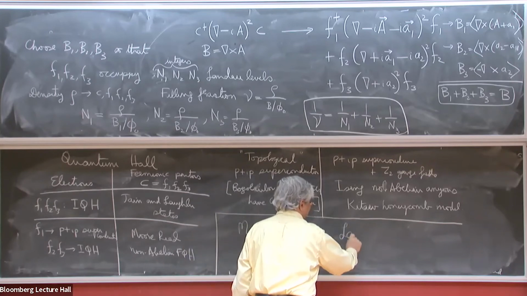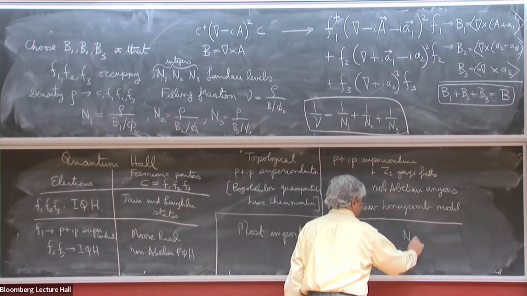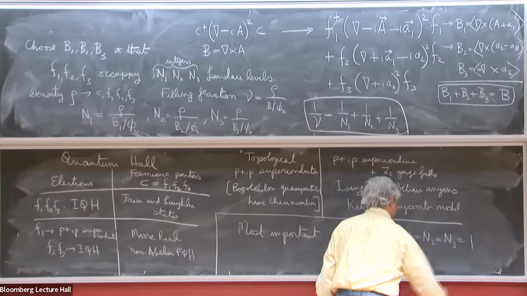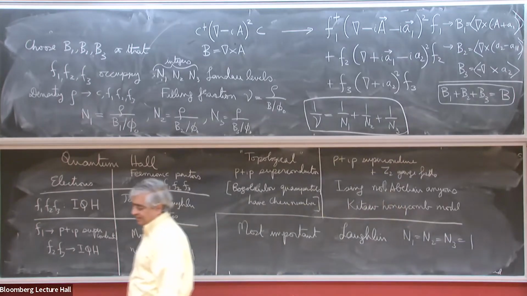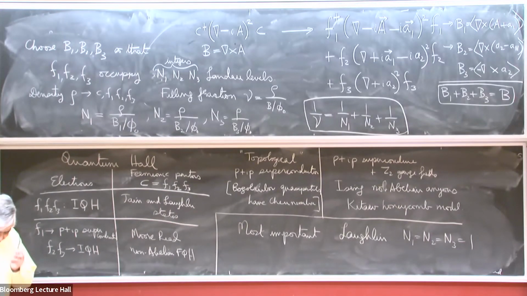are the Laughlin state, which is N1 equals N2 equals N3 equals 1. They're all 1, that you immediately get the Laughlin state. You can even see that at the level of the wave function, which maybe I'll say a little bit about. We're running out of time.